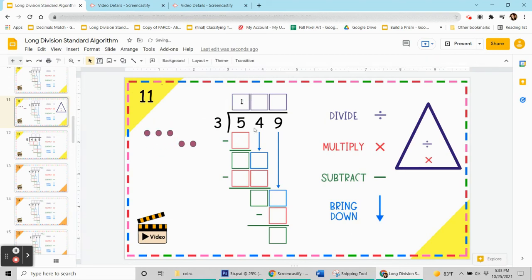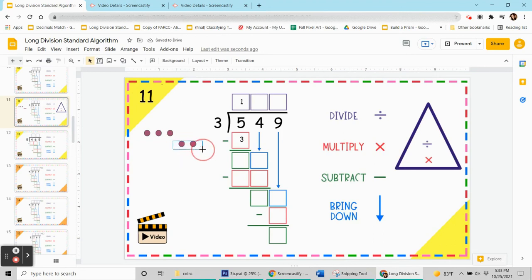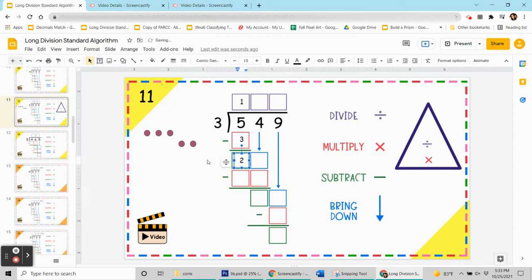That's the division. Now we're going to multiply. The last thing we touched, which is this, and the number we were using. 1 times 3 is 3. And now there is some left over, so that's why we subtract. We're going to do 5 minus 3, which is 2.